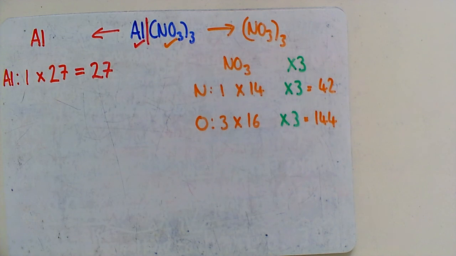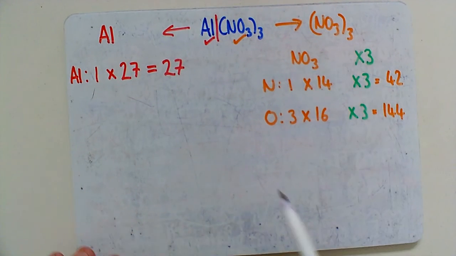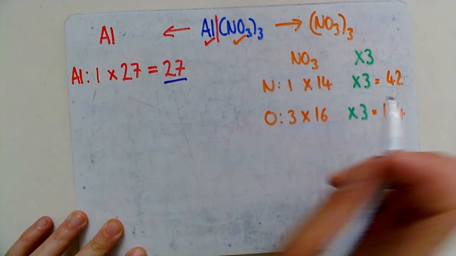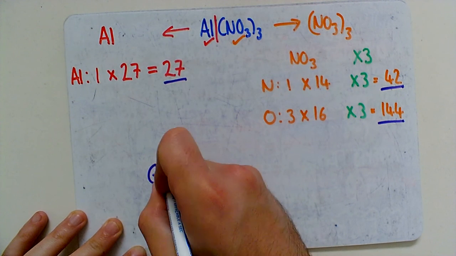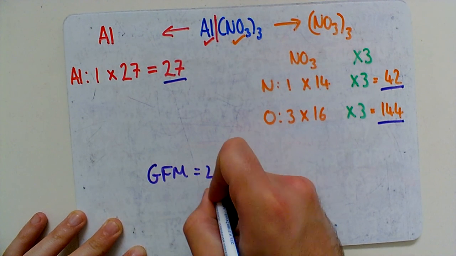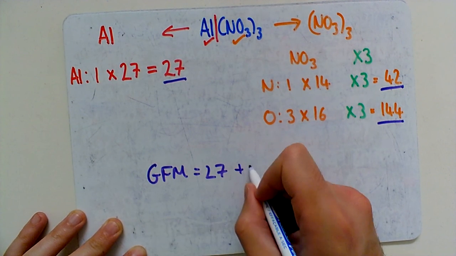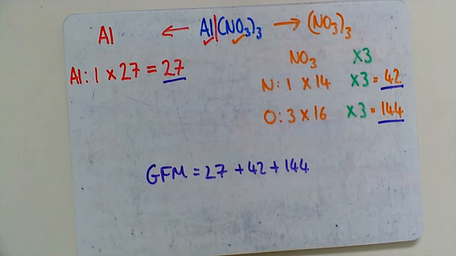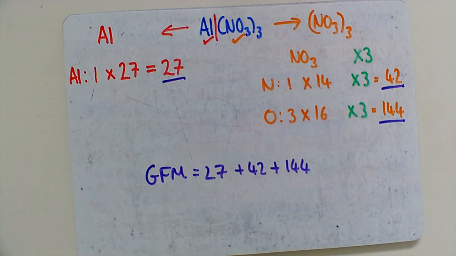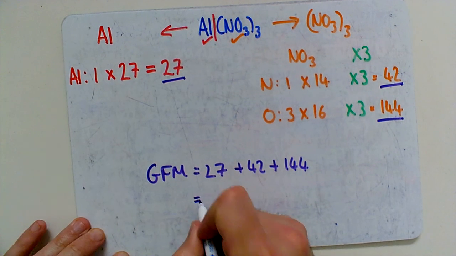Final step, sorry about that, my pencils are running away from me. We add up all those numbers. So the gram formula mass is equal to 27 plus 42 plus 144. And when we do that, 144 plus 42 plus 27, it equals 213 grams.